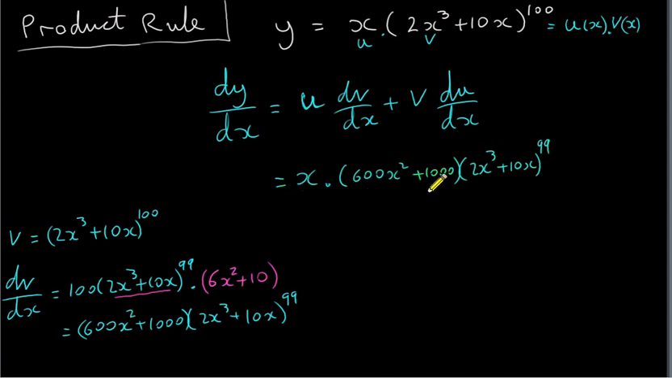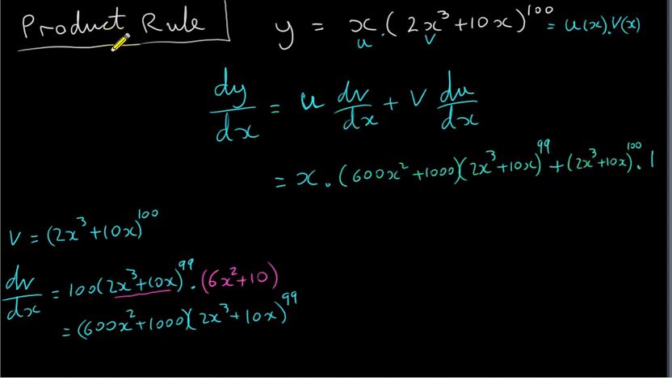So we have u times dv/dx. So I've just written down dv/dx. I've just copied this down. Then we have plus v. Well, v is the second function, which is (2x cubed plus 10x) to the power of 100. And that's multiplied by du/dx. u is equal to x. When we differentiate x with respect to x, we get 1. Now I'm not going to bother simplifying this.